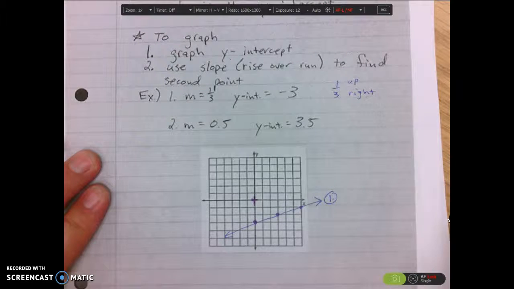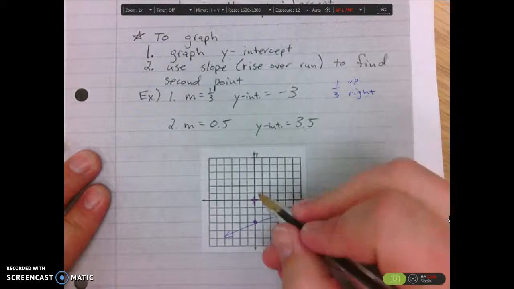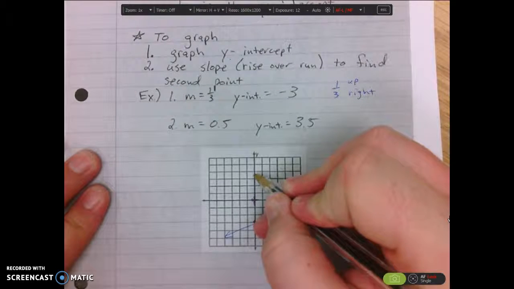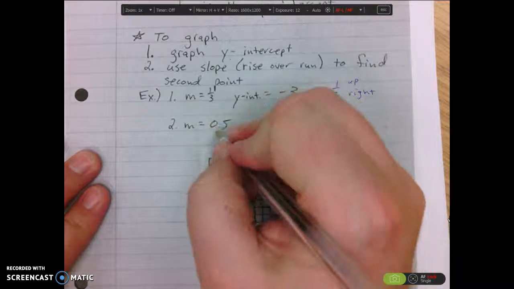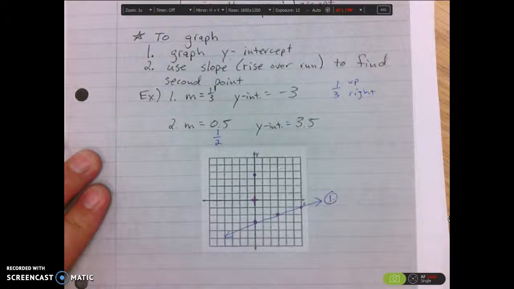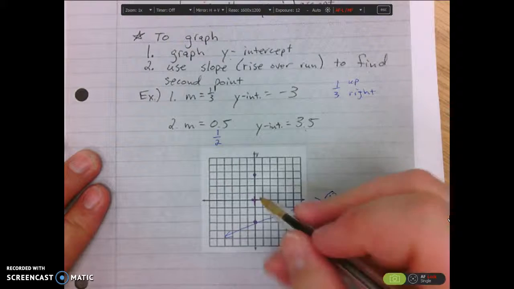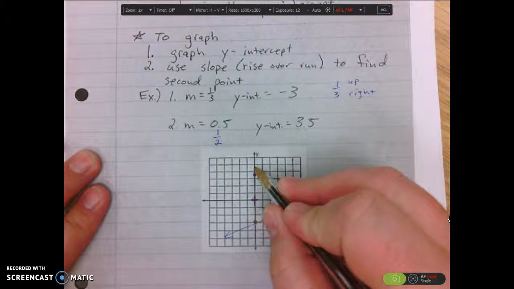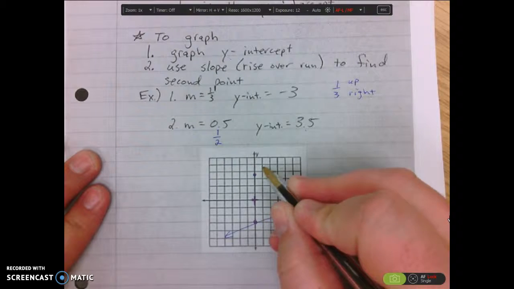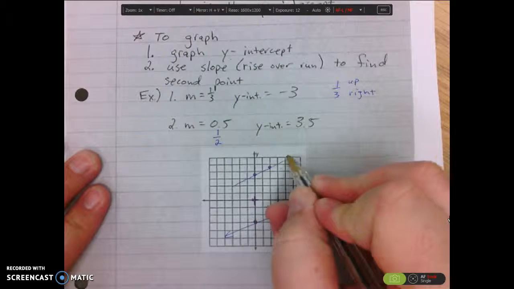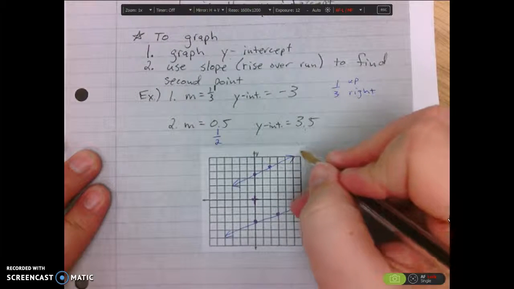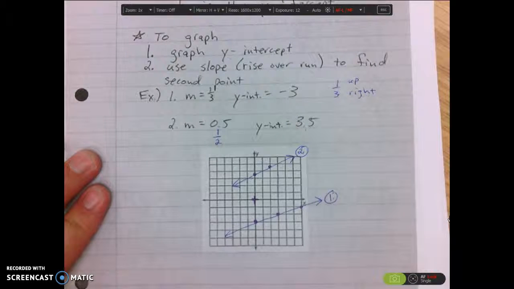Example number 2, the y-intercept is 3.5, so I'm going to have to estimate that. There's 1, 2, and 3.5 would be right here in the middle. The slope is 0.5. That doesn't help us too much in terms of rise over run, but think about converting it to a fraction. That would be 1/2, so I'm going to rise 1 and then go right 2. From this point, go up 1, keeping in mind I'm going up to 4.5, and then right 2: 1, 2, and there would be the second point on that line. Connect the dots, make your line, your arrow, and this is example number 2. So that's how you can use the slope and the y-intercept to graph.